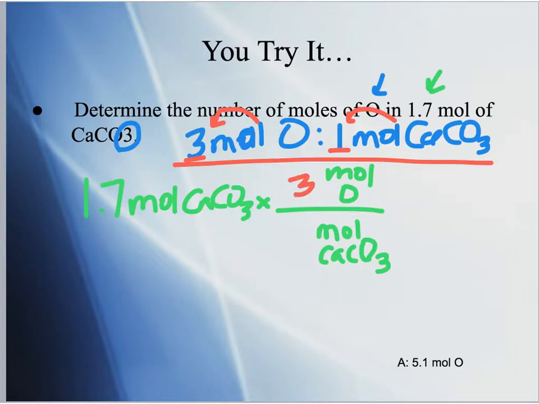So the 3 is going to go on top. The 1's going to go on the bottom. And we are going to multiply the top and divide by the bottom. So 1.7 times 3 divided by 1 is 5.1 moles of oxygen. So if we had 1.7 moles of calcium carbonate, it would equate to 5.1 moles of oxygen atoms.